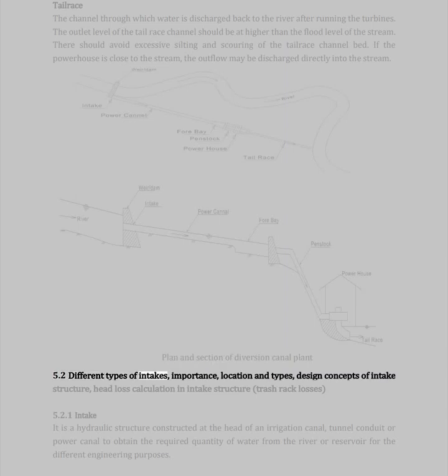5.2 Different types of intakes, importance, location and types. Design concepts of intake structure, head loss calculation in intake structure, trash rack losses. 5.2.1 Intake. It is a hydraulic structure constructed at the head of an irrigation canal, tunnel conduit, or power canal to obtain the required quantity of water from the river or reservoir for the different engineering purposes.